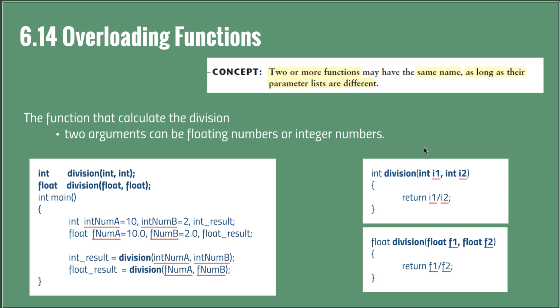In this example, I want to make two division functions for integer division and floating values division. If I give the integer parameter, I want to have a calculation for integer division. If I give the floating values, I want to have a calculation for floating values.